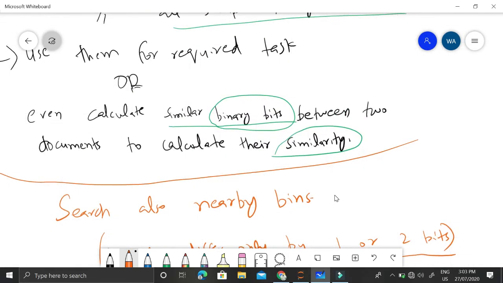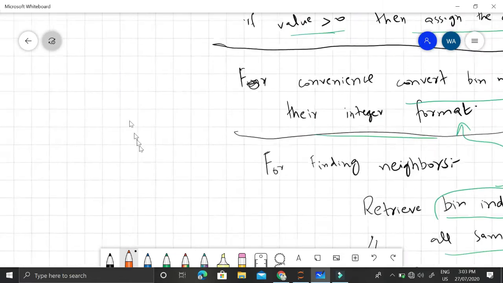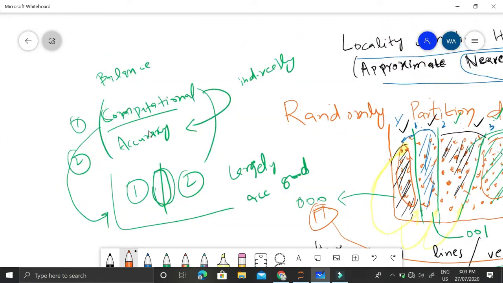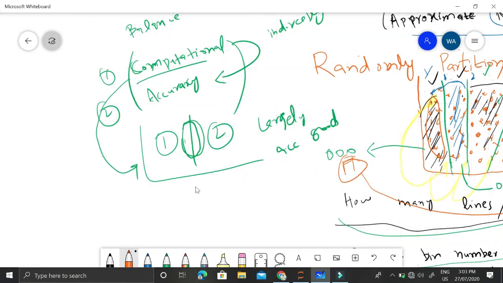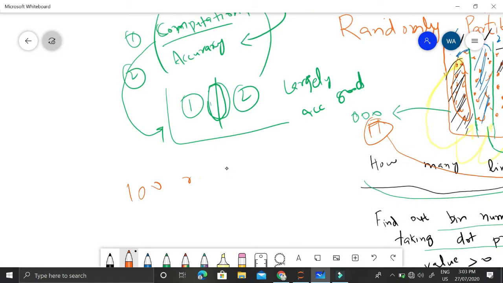Okay, this was just because some people are interested in this kind of task, and this concept is also necessary for what I'm about to tell you: finding out the balance, which I have already explained, between computational efficiency and accuracy. Suppose we have drawn 100 random lines. Of course, computationally, this algorithm will be very good, but the accuracy will be very bad.